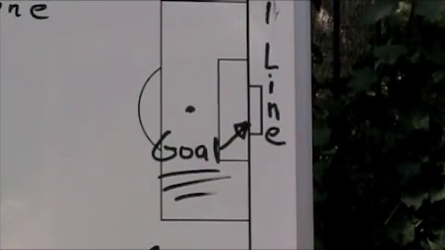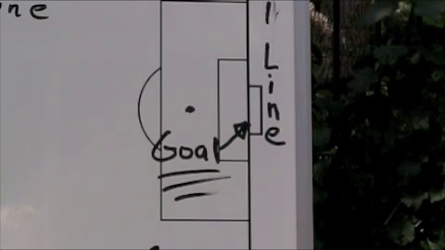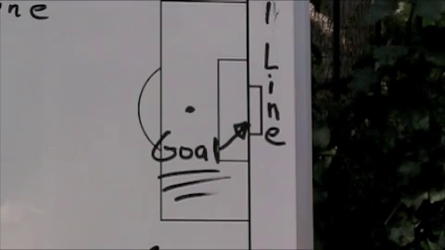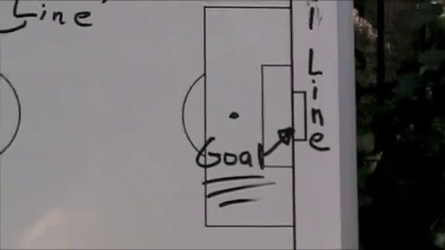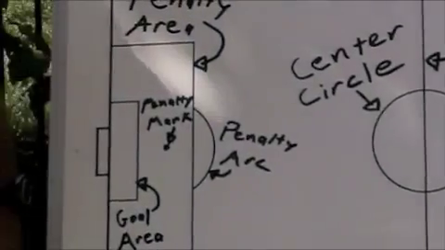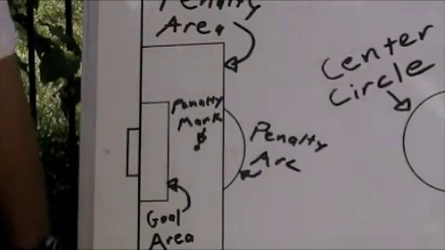Now the goal sizes are different. Smaller kids have smaller goals. Larger kids, I think once you get into the U12s, then you have standard size, adult size goals. But every goal is different, okay? But the 2 goal posts have to rest on the goal line. That's the most important thing about the goal. Okay? And that's it.